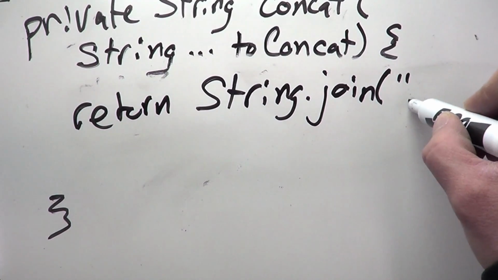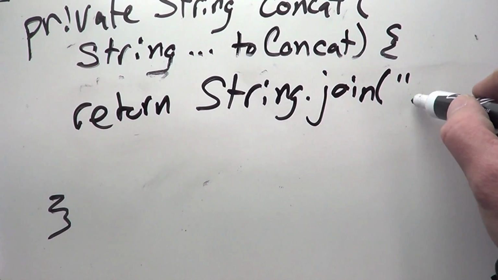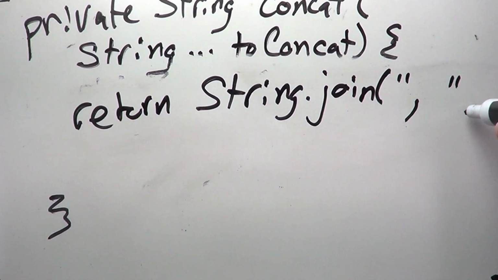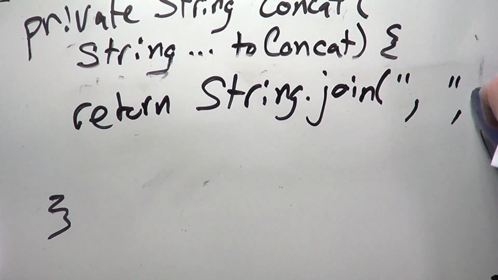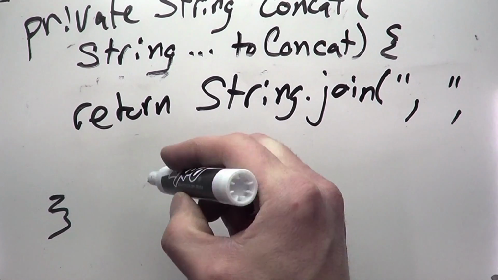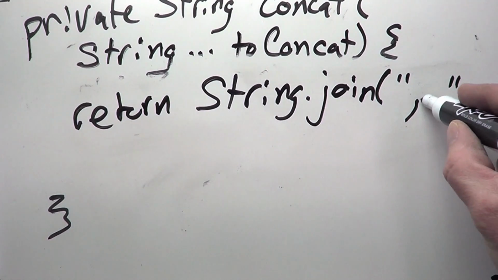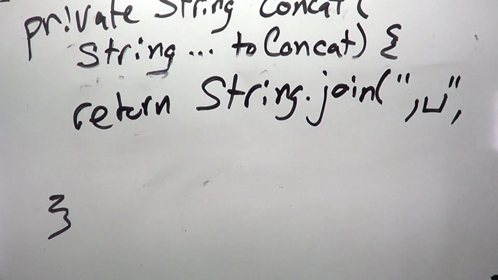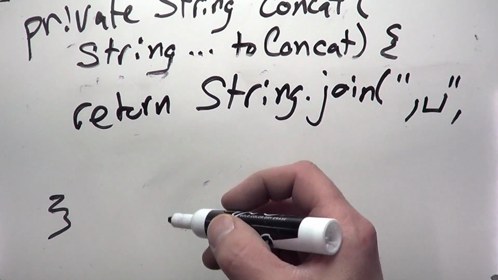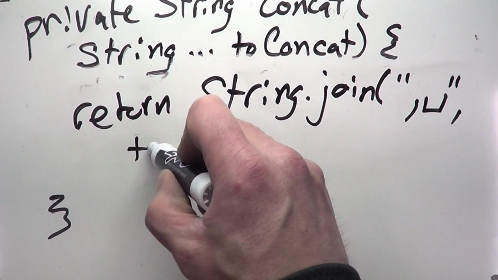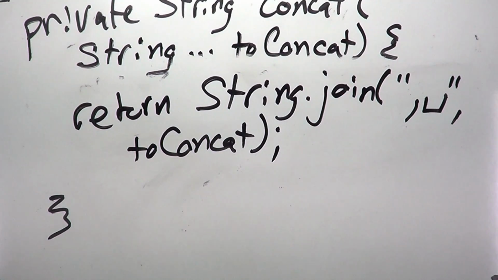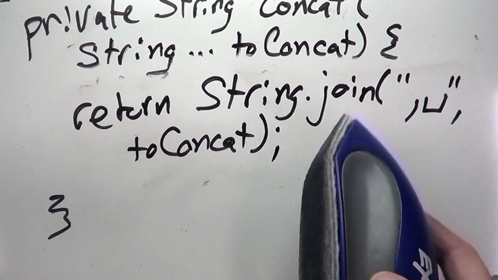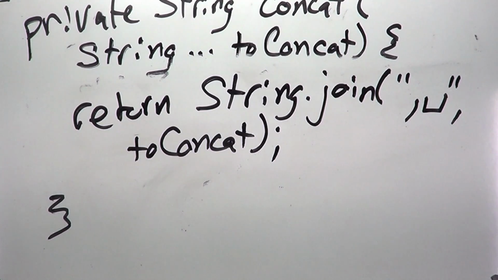And this takes an argument of a delimiter character array, and then the thing that you want to concat, or join in this case. So that's a comma with a space, just to make it read a little bit nicer. And then just to concat. Yeah. And that'll do what you need. That's the simplest way. You shouldn't have any problem with that.